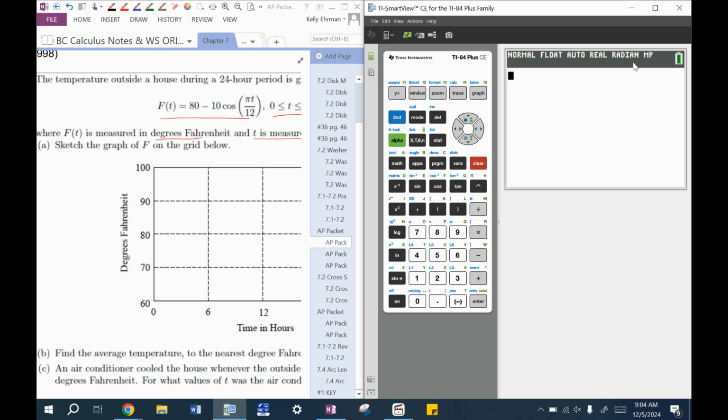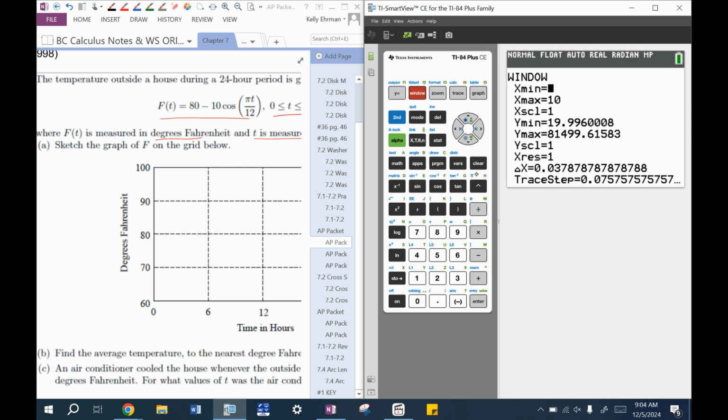So a couple of things. Make sure you're in radian mode. Clear out whatever's in your y equals. Type in your equation, 80 minus 10 cosine of pi x over 12. Excuse me. And then let's go to the window. Now, see how they have the window set? It's going from 60. Oh, sorry.